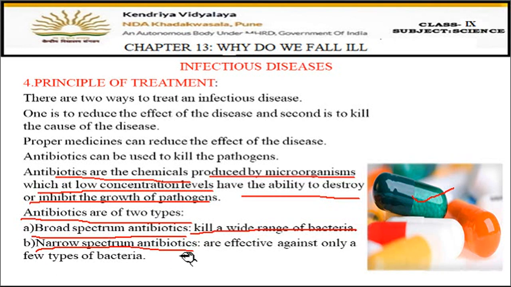Narrow spectrum antibiotics are effective against only a few types of bacteria. They can only function on specific bacteria, not on all types of bacteria. If you have an antibiotic bottle at your home, you can check whether it is a broad spectrum or a narrow spectrum antibiotic.